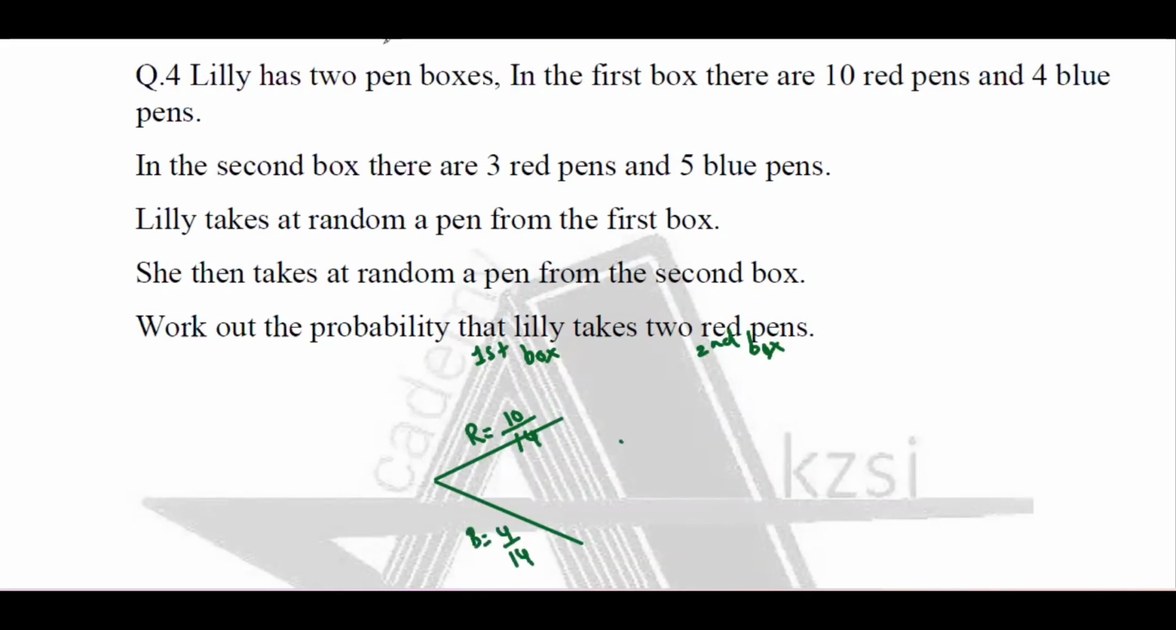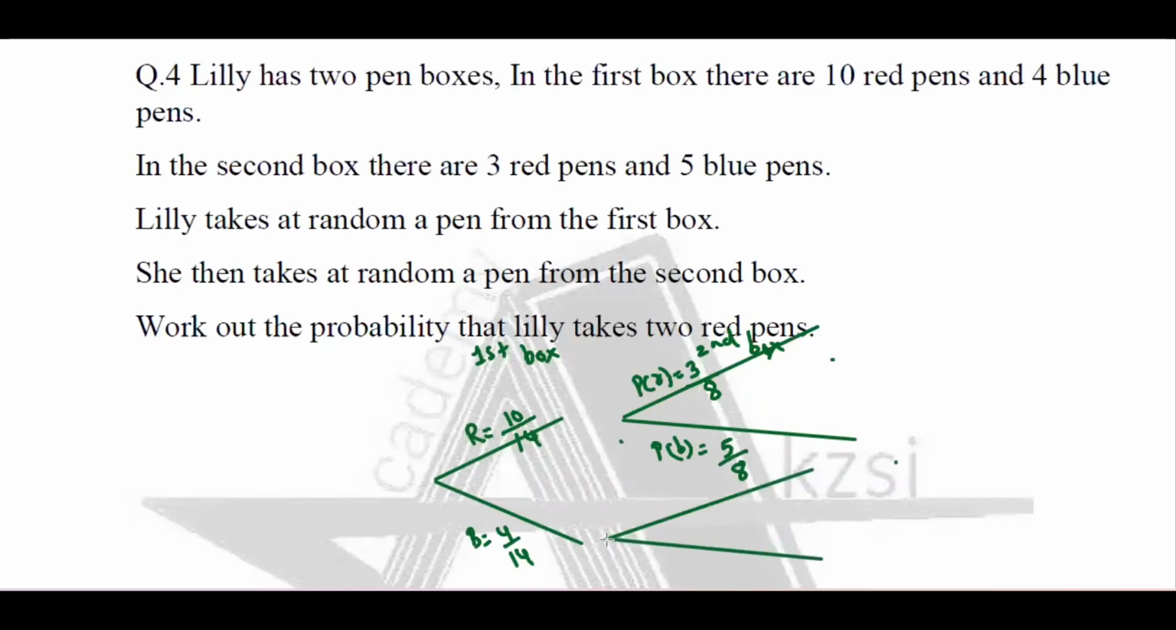If she has already chosen red from the first box, for the second box she will be having two different choices. Either she can pick red or she can pick blue. So the probability of picking red is 3 out of 5 plus 3, that is 8. So the probability of picking red is 3 over 8. Similarly, the probability of picking a blue pen will be, how many blue pens are there? 5 out of 8.